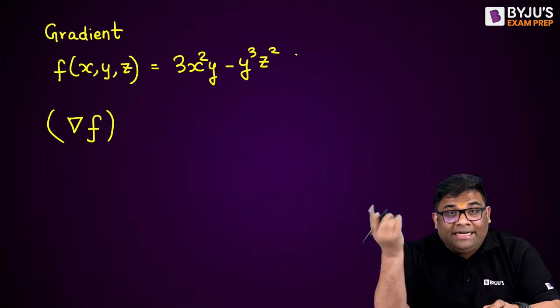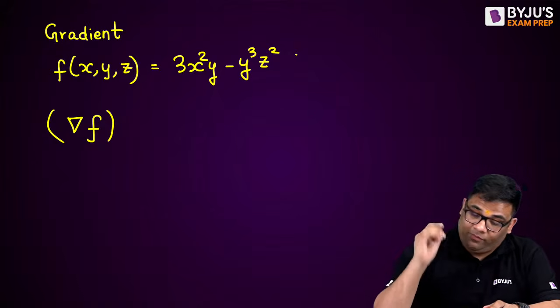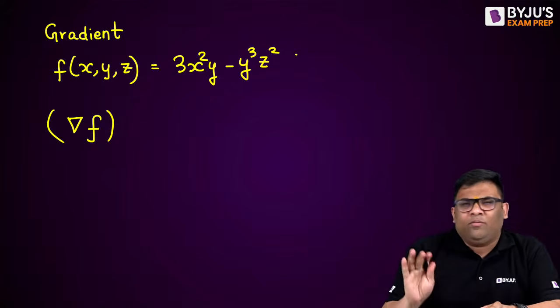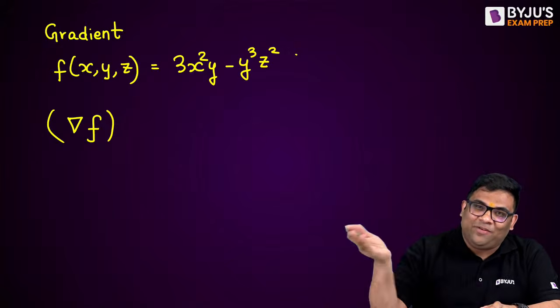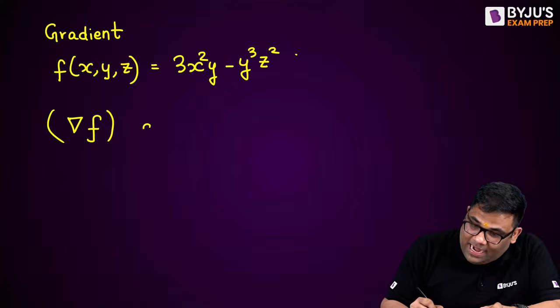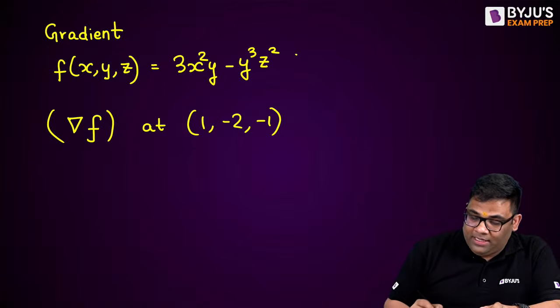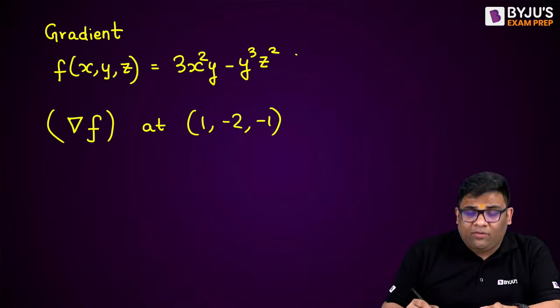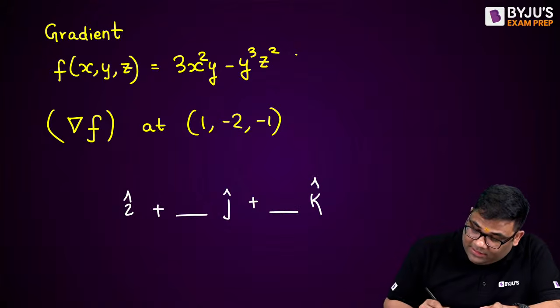See, sometimes they will not write gradient of f. They just give you the expression, and you should know that this is gradient of f. So obviously the options will be vectors, because gradient converts a scalar function into a vector function, right? So find out this at (1, minus 2, minus 1). The answer will be a vector function only, suppose i cap plus some j cap plus some k cap. So tell me the answer.